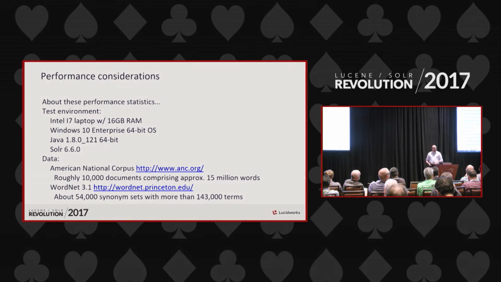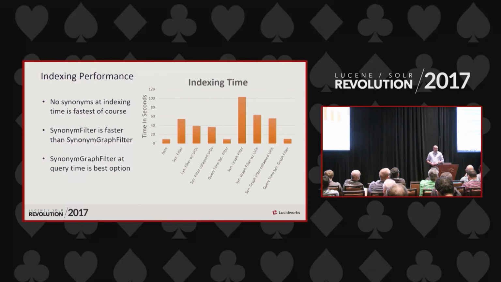So what this looks like at index time: we're going to see that the indexing cost of not including synonyms, of course, is the best. The graph filter factory is more expensive than the synonym filter factory by about 30%. But again, the graph filter factory at indexing time didn't give me correct positional behavior anyway. It's the graph filter factory at query time that I really want to use, which is going to have no cost on indexing.